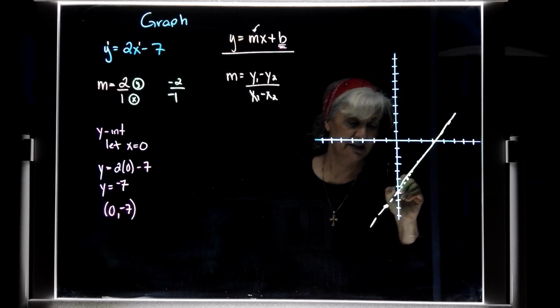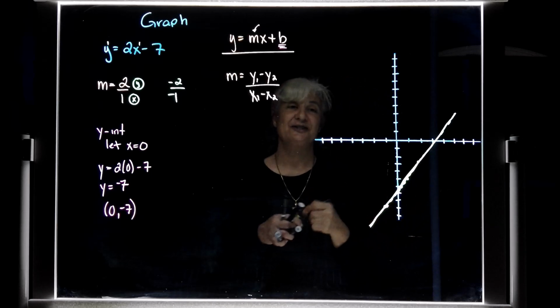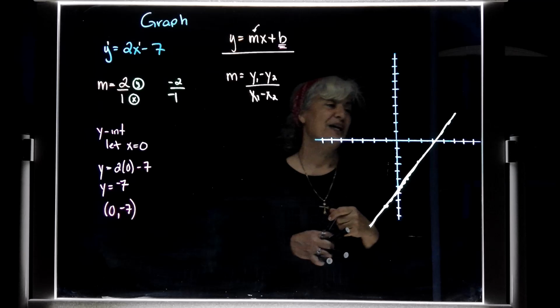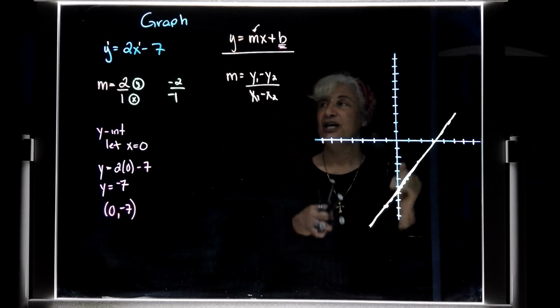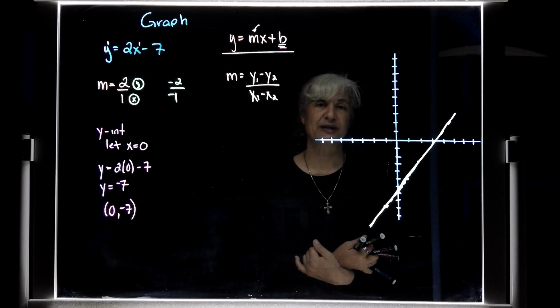and it's not a dotted line, it's a solid line. I'm just making certain I have it connected as straight as possible. This is the graph of this linear equation, y equals 2x minus 7.